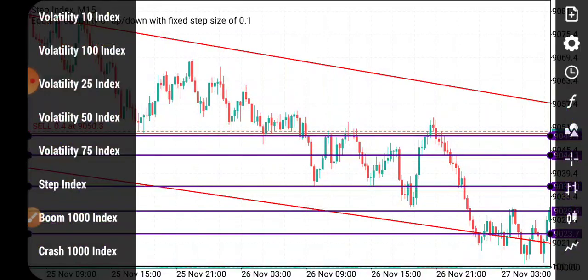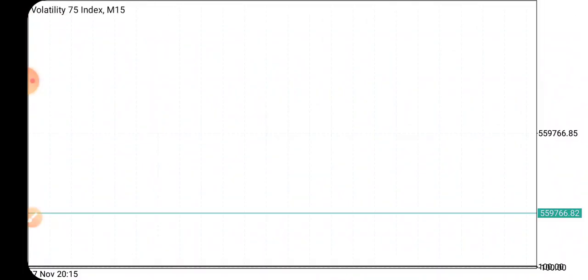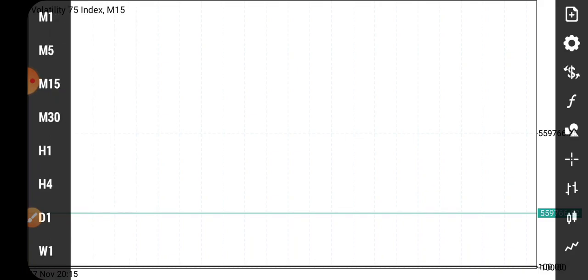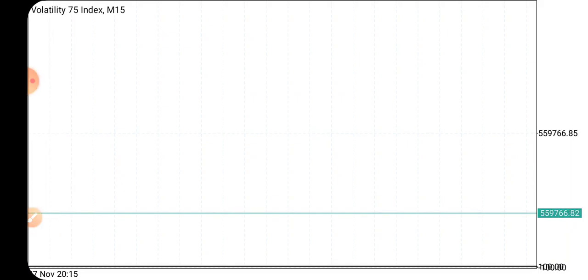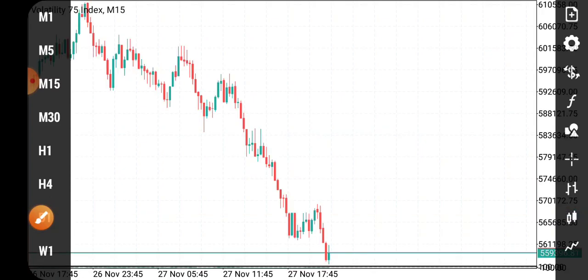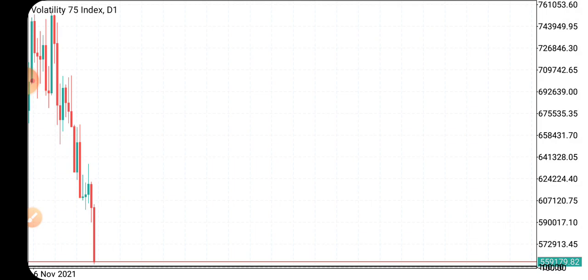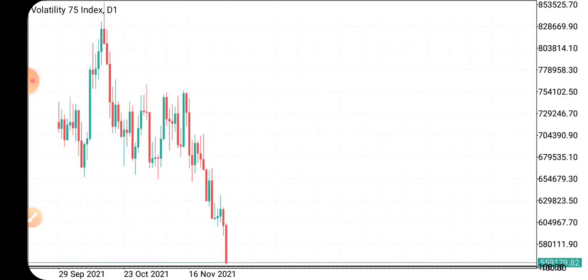Okay, so let's go to another. Let's say for instance 75. We want to do something here. So this is 15 minutes time frame. All we have to do is move back to the daily time frame to see the overview of the market, guys. Okay, it's like I'm having a network issue or what. Okay, so this is daily time frame, and you can see 1475 is on a sell. Okay, it's on a sell.